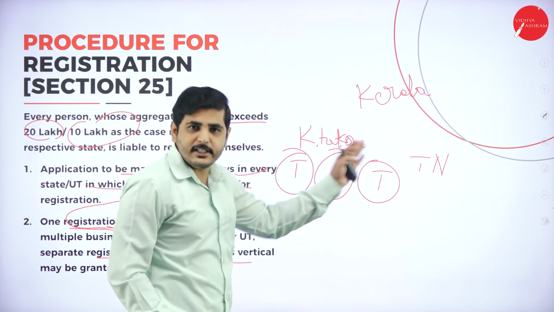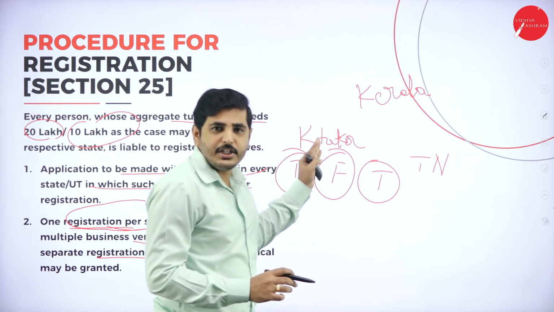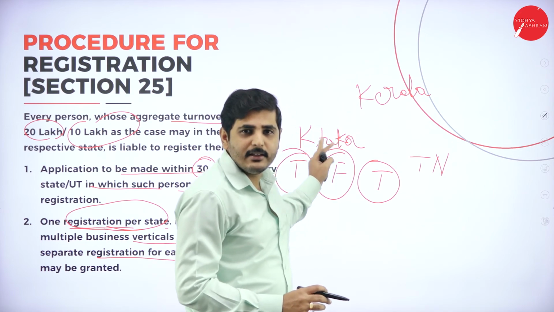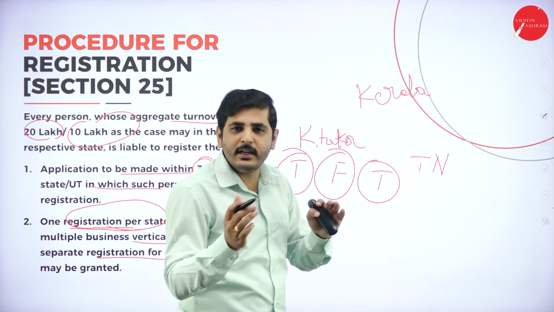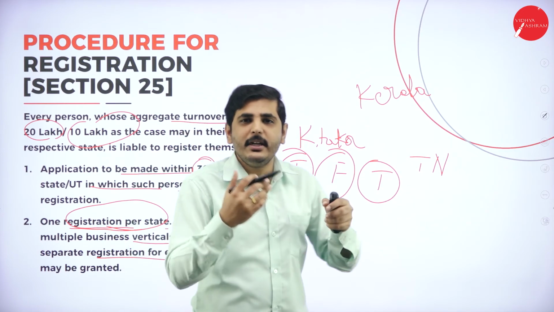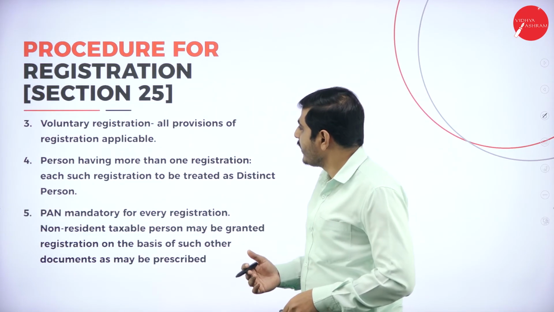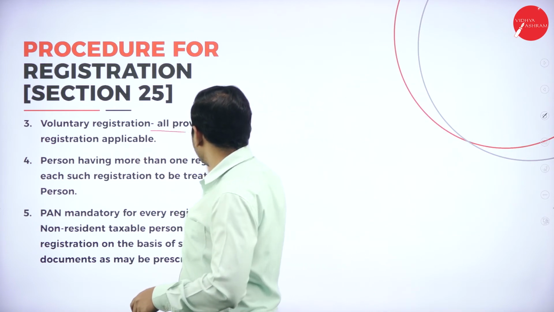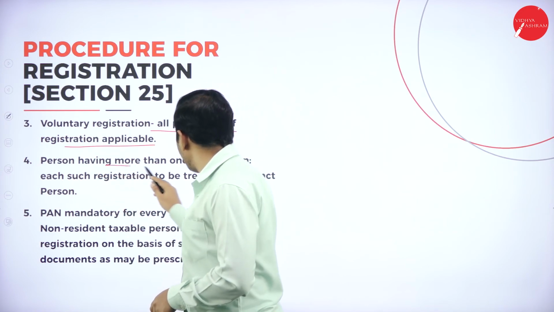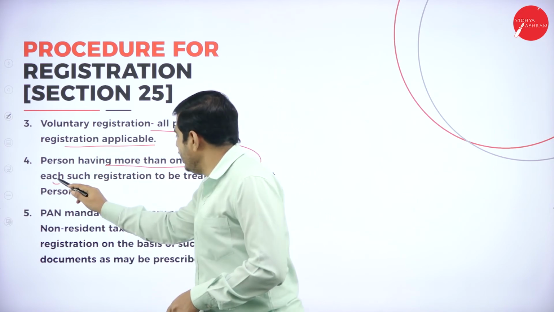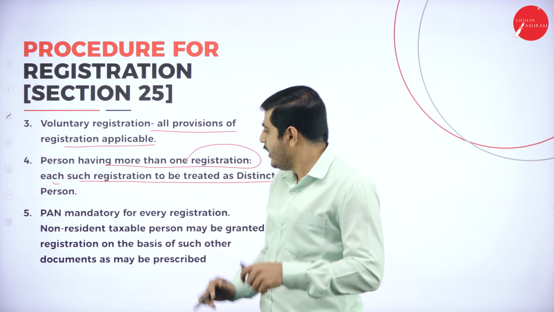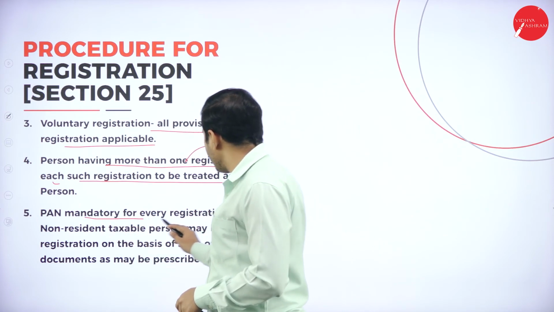So for a different state, there is a separate registration. And if I am doing different types of business in the same state, that also has to be a different registration. For voluntary registration, all provisions of registration are applicable. Next one, a person having more than one registration, each such registration is to be treated as a distinct, that is separate, person. Next one, PAN is mandatory for every registration.